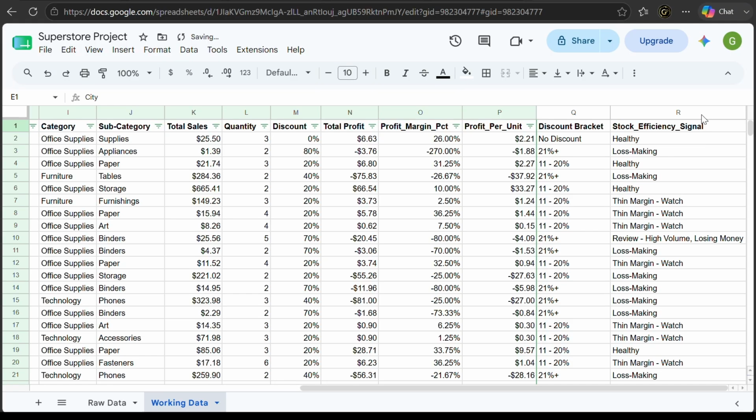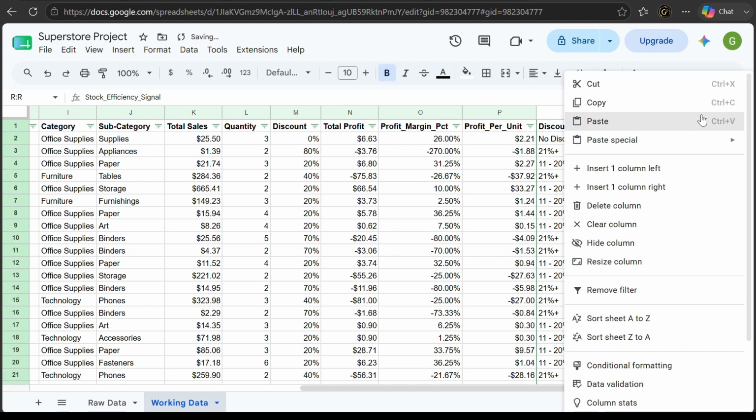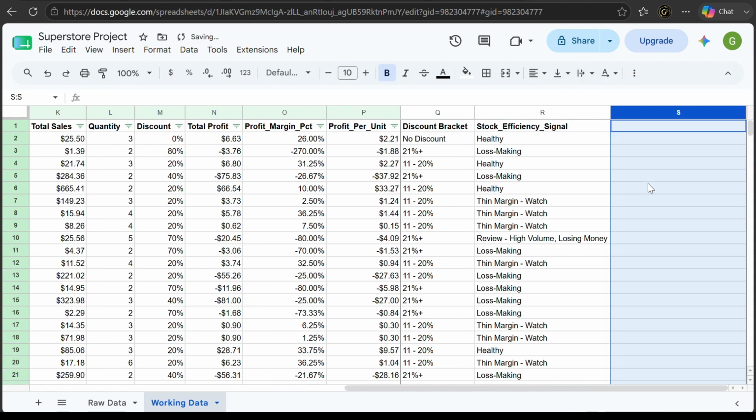Next, we are going to create another column. That column we are going to call performance tier, where we are going to classify each item into different performance brackets. So again, I will just right click here and then insert one column, right? And then this I would call performance tier.